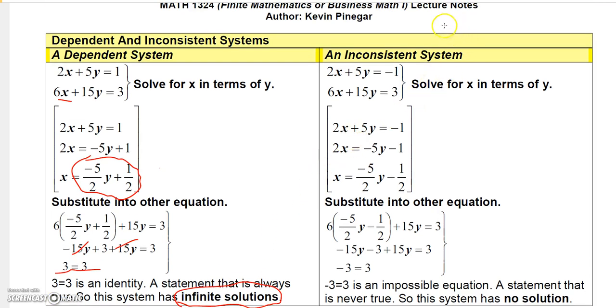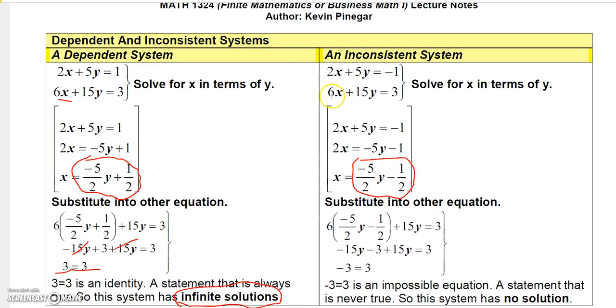Now, I'm going to make just one little change here. I'm going to make this a -1, and I'm going to go through the same set of steps. So I won't belabor the steps here since it's basically the same steps over here. But the only difference I'll have is when I get here, instead of negative 5 halves y plus a half, I have negative 5 halves y minus a half.